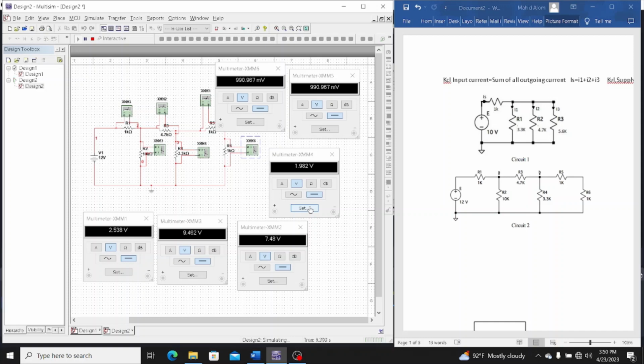But before that I need to check one thing, that is XMM2. So I need to stop this and I just connect it in proper way. And still the total voltage is 12 volt.